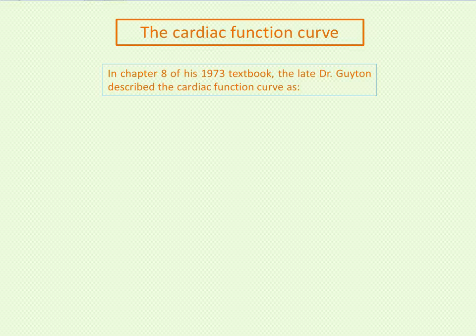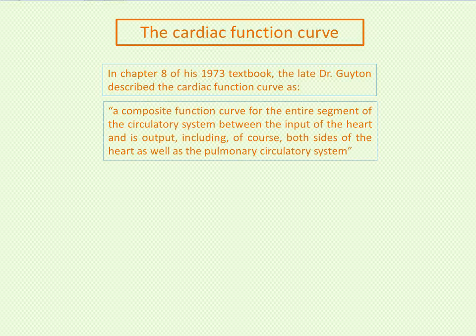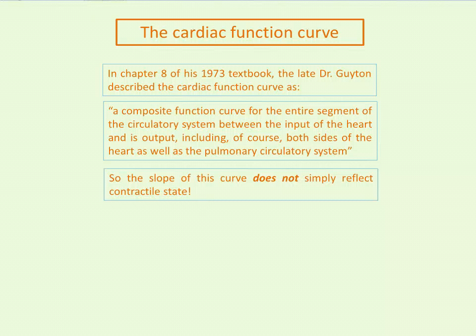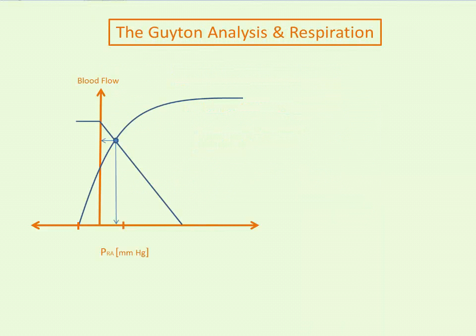And just to reemphasize this point, in Chapter 8 of his 1973 textbook, the late Dr. Guyton described the cardiac function, he called it the cardiac response curve, as a composite function curve for the entire segment of the circulatory system between the input of the heart and its output, including, of course, both sides of the heart as well as the pulmonary circulatory system. So the slope does not simply reflect contractile state. So let's put the Guyton analysis, let's superimpose it with respiration. Okay?